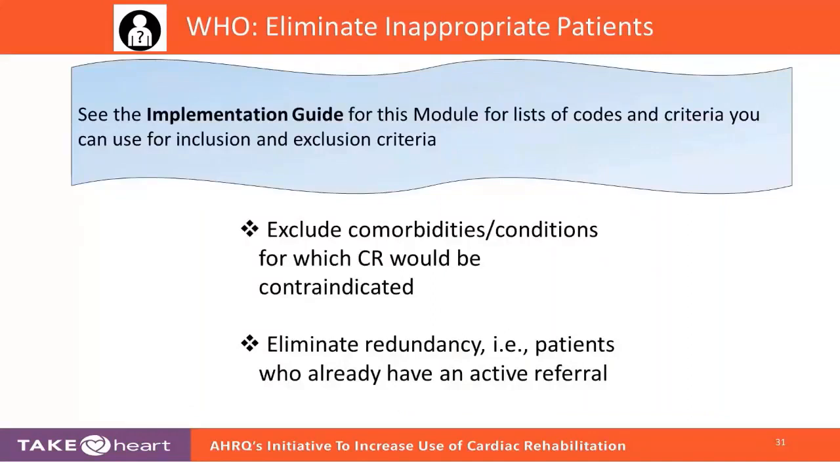Now, there are also exclusions, right? So you don't want to frustrate people by trying to refer someone who, for example, is on hospice. You want to make sure that you not only get the patients who have the criteria, but you also exclude people who have comorbidities or conditions that would be contraindications to cardiac rehab, and eliminate redundancy, right? We don't want to see referral after referral for a single patient.